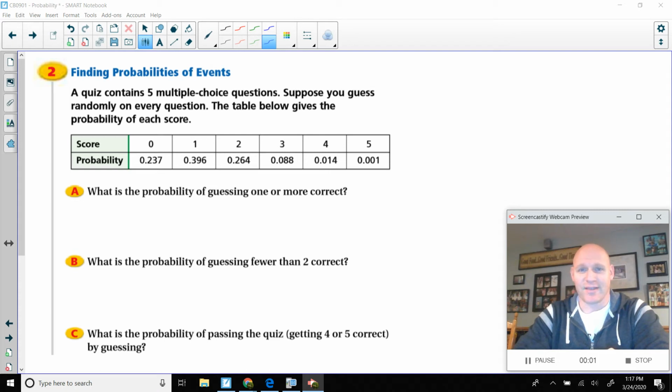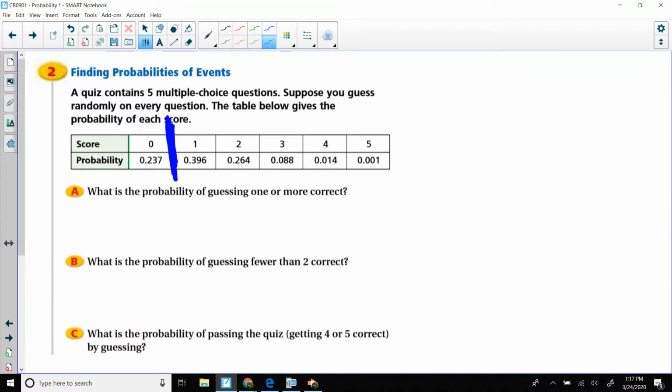All right. Example number 2 for probability, continuing on with chapter 9. For this one, all they want you to do is add up a couple different probabilities. What's the probability of guessing one or more correct? You'll start with the number 1 because you're allowed to get one or more, and you'll add up all these numbers, the first probability plus the next one, plus the next one, plus the next.